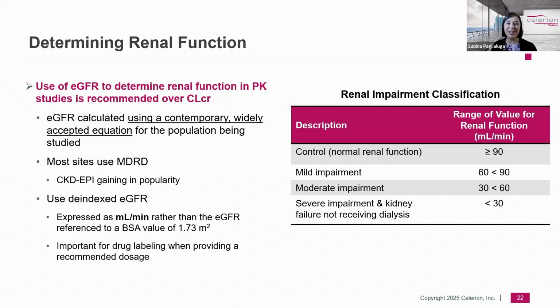The classification shown in the table of controls, mild, moderate, and then severely impaired and kidney failure not on dialysis really should be used for these renal impairment PK studies and not for diagnosing or classifying the disease itself.